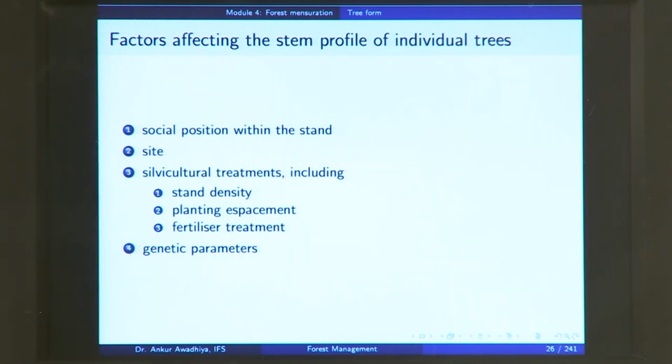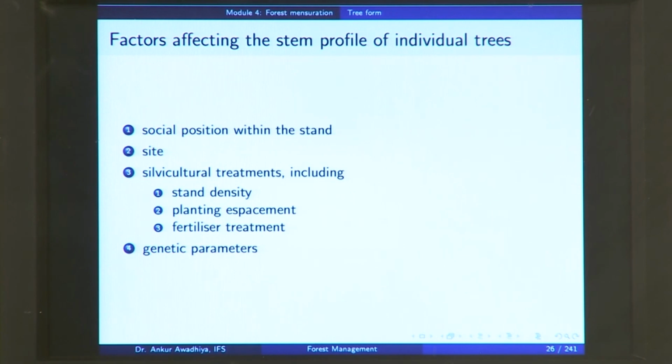Then silvicultural treatments, including the stand density. If you have a greater density, in that case you will have trees that have lesser taper and probably a greater height, because the surrounding trees are competing with it for sunlight, and in this case the tree will just grow up and up, so that it is able to gain the maximum amount of sunlight. Then the planting spacing and the fertilizer treatment, which in turn provides the nutrients that your tree requires to grow.